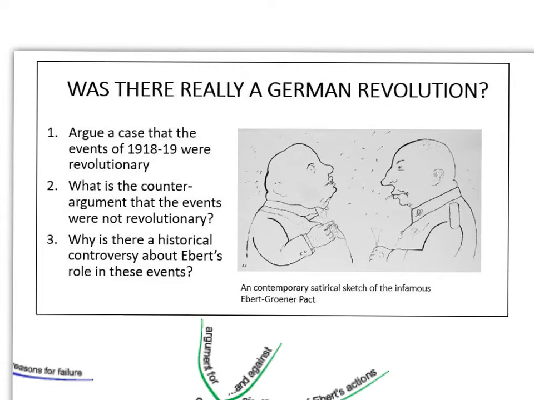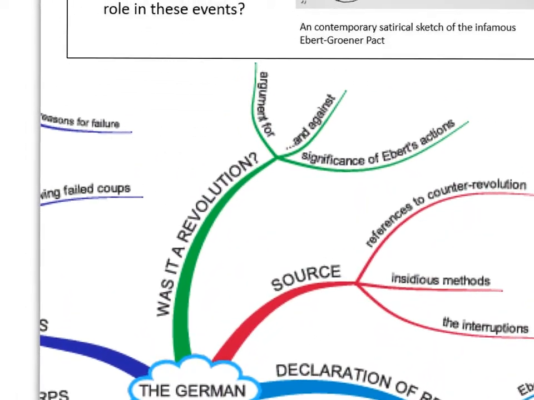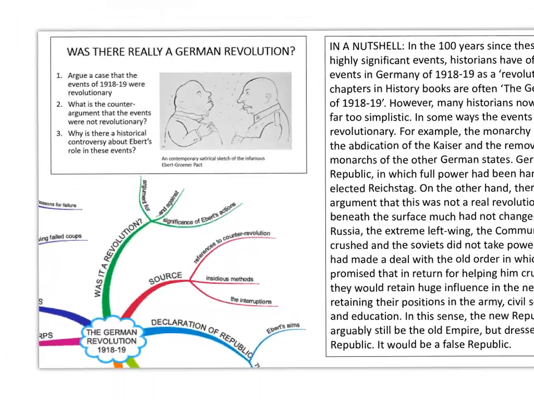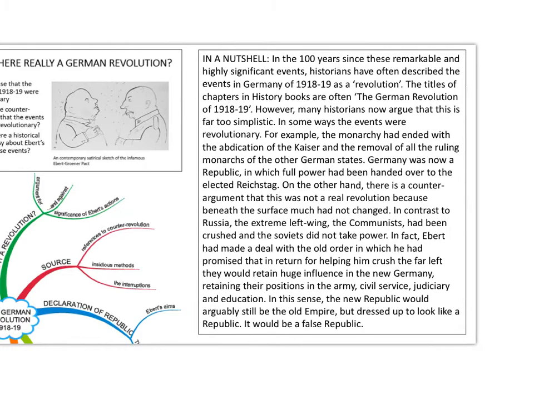And why is there a controversy amongst historians about Ebert's role in these events? So we're on that strand. Was it a revolution? And in a nutshell, these are the key points. Sorry if you hear me sniffing, I've got a bit of a cold.